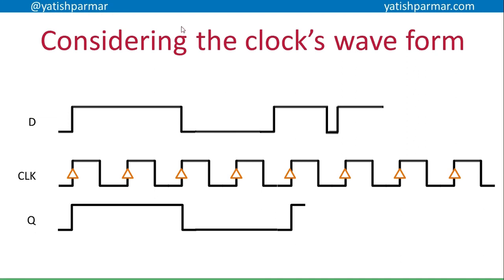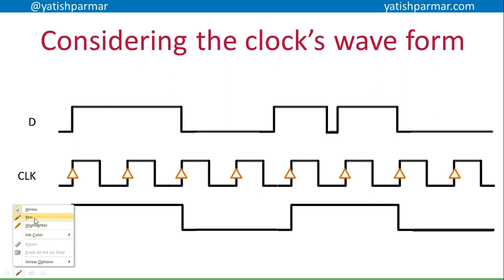Now a third thing that might happen is this: what happens if D fluctuates in between two clock cycles? Well, guess what? We don't care, because that change didn't occur at the rising edge. It wasn't noticed. Therefore, the output Q does not change. So there are three things in here to bear in mind.